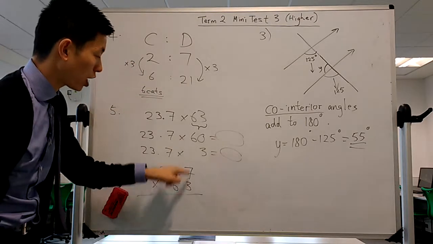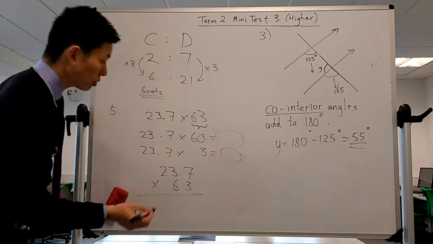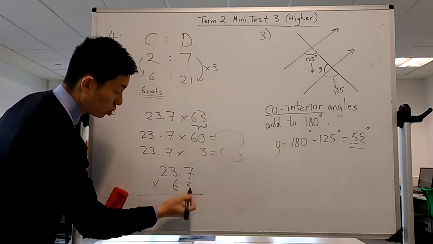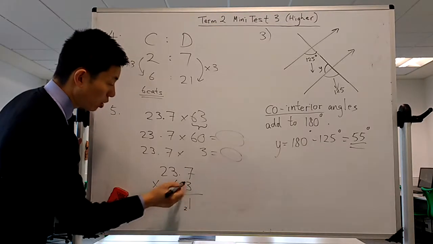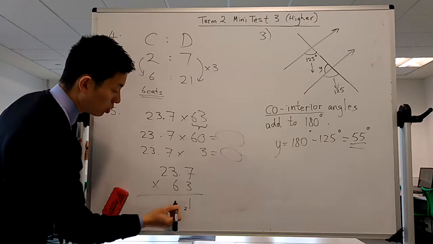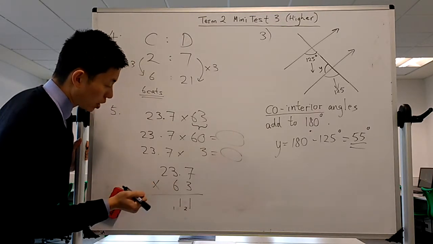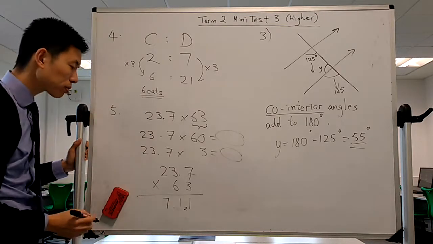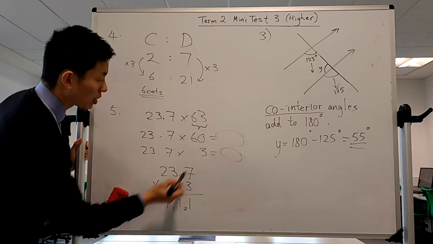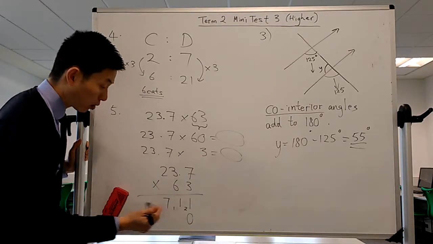You do the 3 times, and then you do the 60 times. Okay? So in England, you do the units first. So 3 times 7 is 21. 3 times 3 is 9. Add the 2 is 11. 3 times 2 is 6. Add the 1 is 7, 1, 1. And then, because it's 60, there is a 0 at the end of your answer.